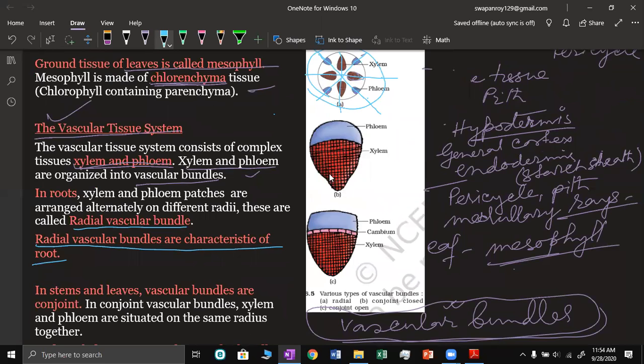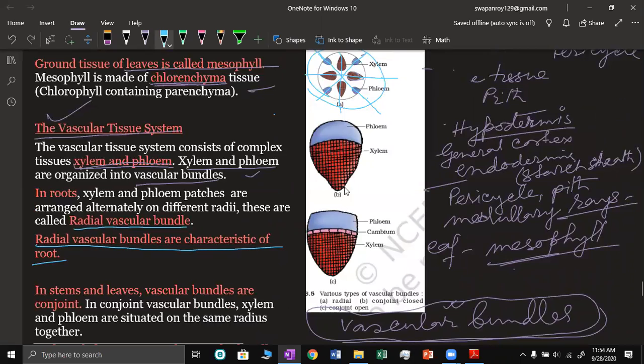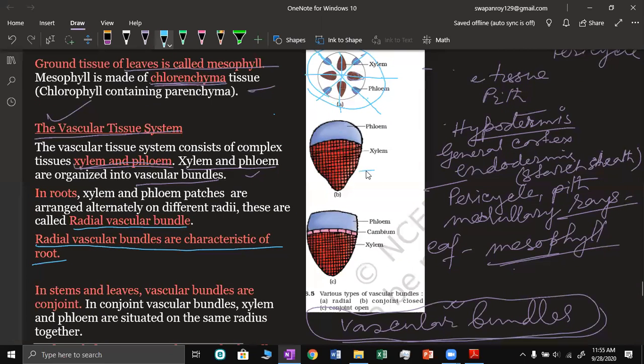Xylem and phloem lie together, forming the same patch. Say this is phloem, this is xylem. They form one bundle, and these are present on the same radius.